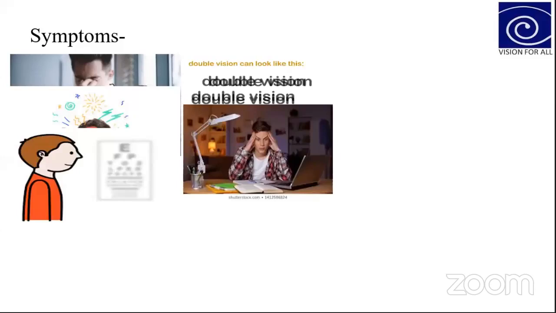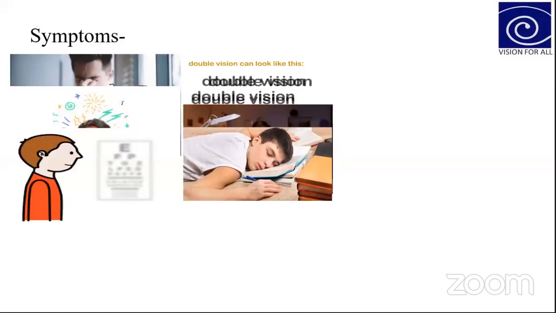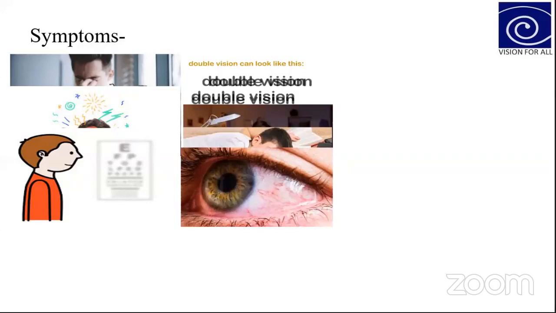Sometimes the patient can also complain of poor concentration when they do near activities, and when they have poor concentration they will lose interest. There will be a loss of interest and difficulty in near activities. So also, in case of convergence insufficiency, what happens?